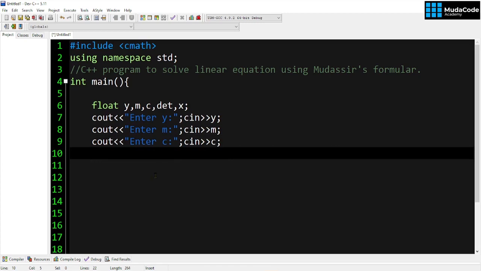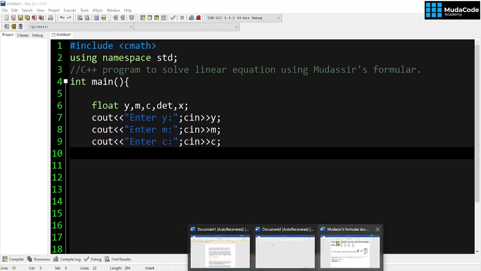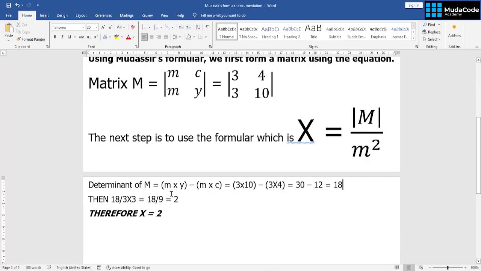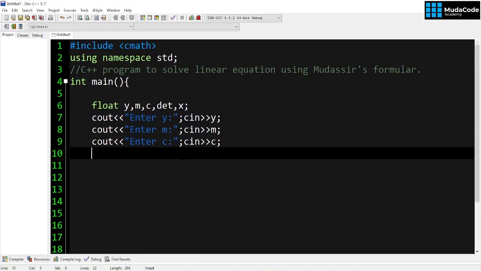After this line of code, it is very simple. The next thing is to find the determinant of the matrix. So let's go back to our Word document and see. The determinant of the matrix is this one. So let's just copy this one from here, Control C, and I come to my Dev C++ here and put Control V.